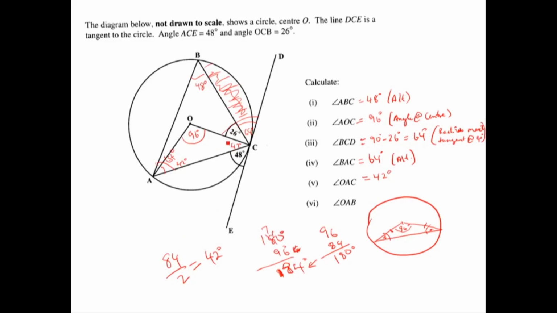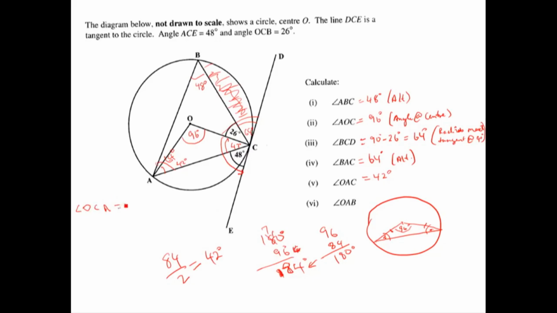Now this is a really long way of doing it, because we could have done it more easily by just looking at this side. This is a radius, and this is a radius. This is a tangent. So the angle between the radius and the tangent is 90 degrees. And if this is 48 so far, the next piece must add on to give us 90. So we're going to find OCA first.